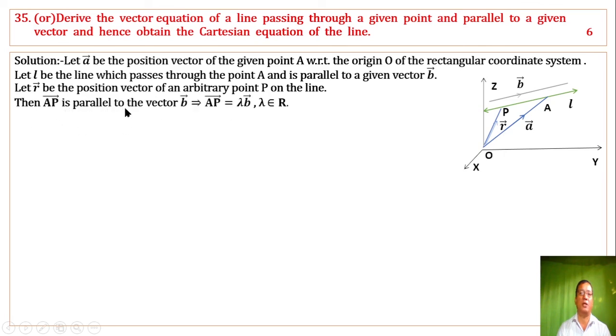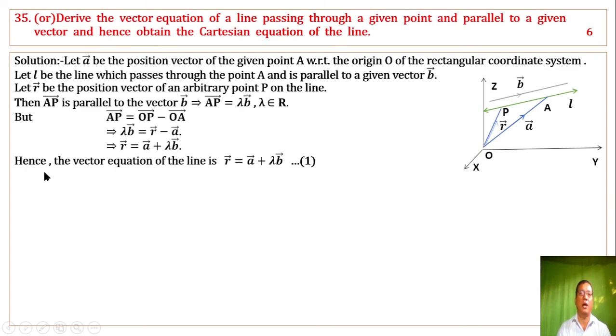Then AP is parallel to the vector b, so AP vector can be expressed as lambda times b vector, where lambda is a real number. But AP equals OP minus OA. Put their respective values. We have r equals a vector plus lambda times b vector. Hence, the vector equation of the line is this.